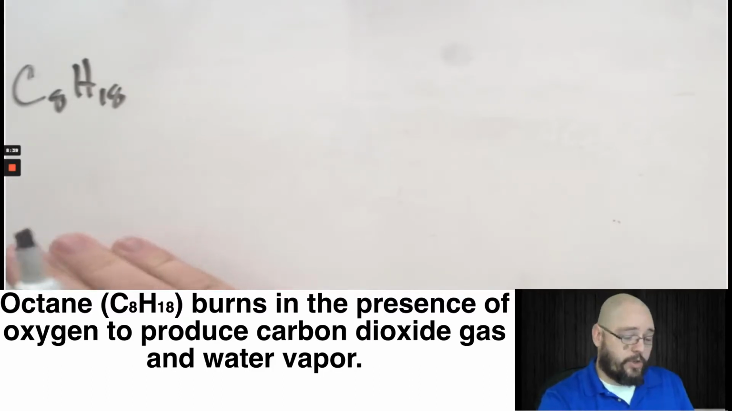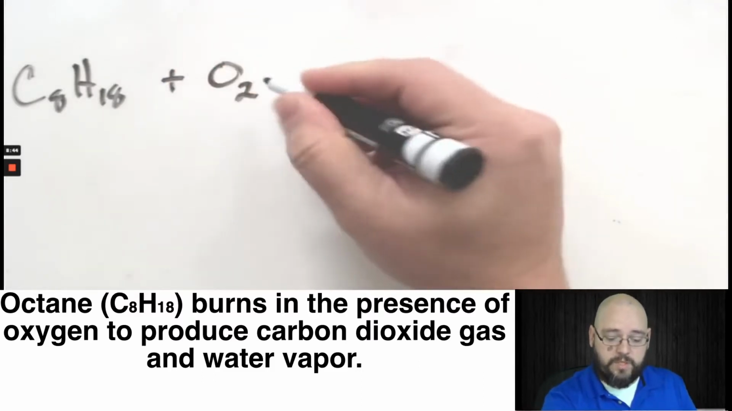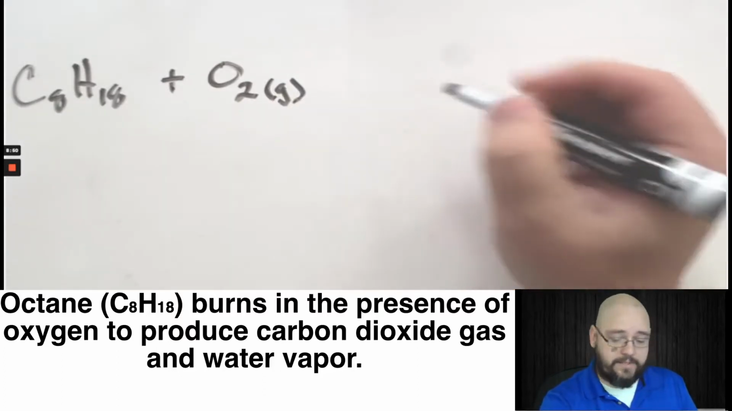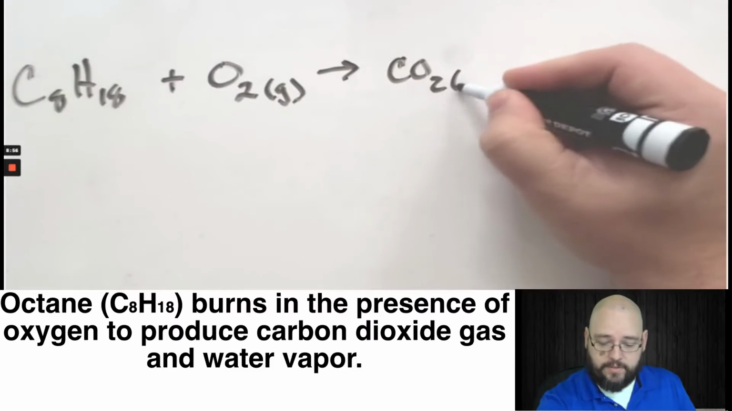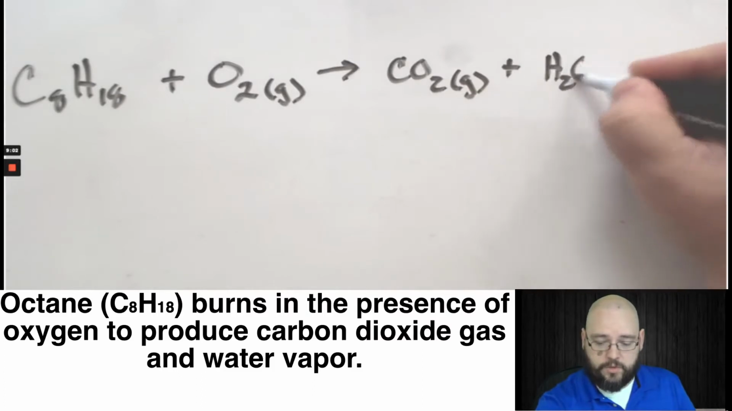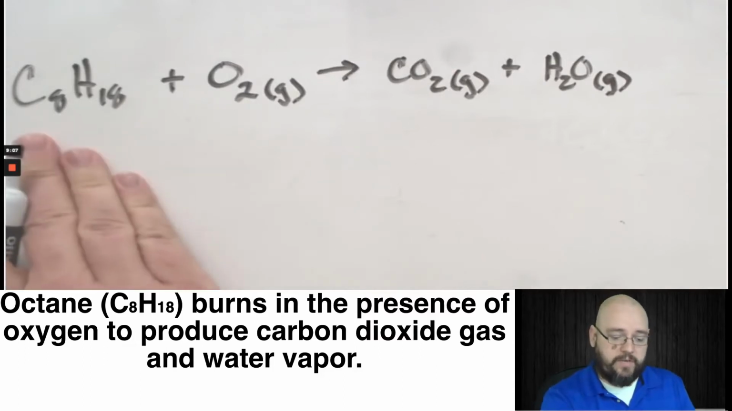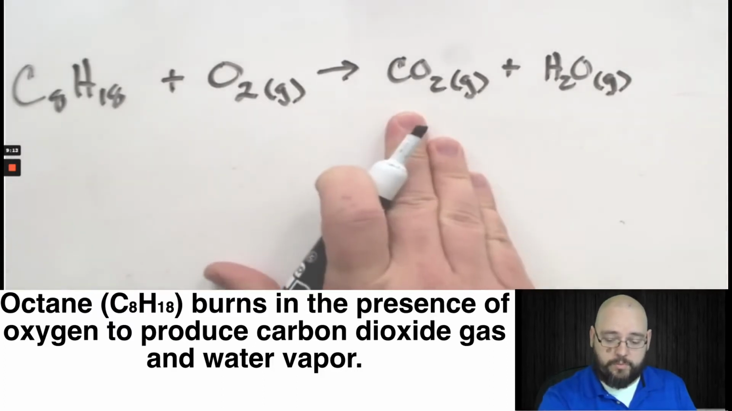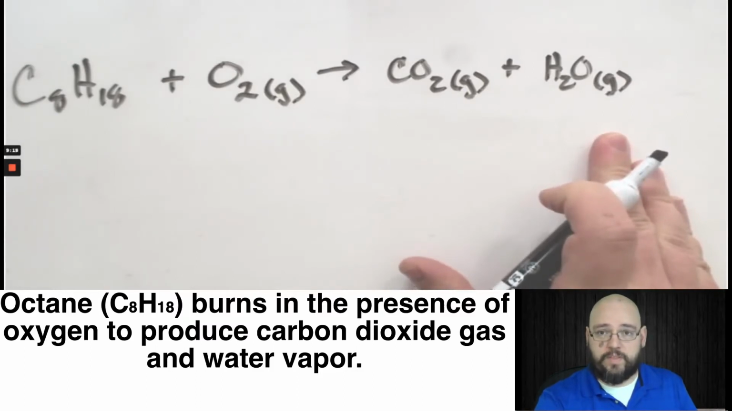So octane burns in the presence of oxygen. So in the presence of oxygen, that would be O2, and oxygen is a gas, to produce carbon dioxide. So it produces carbon dioxide, gas, and water vapor. So H2O, and it is a vapor, so that would be a gas. So I have octane reacts with oxygen to produce carbon dioxide and water. This is our skeleton equation for that.